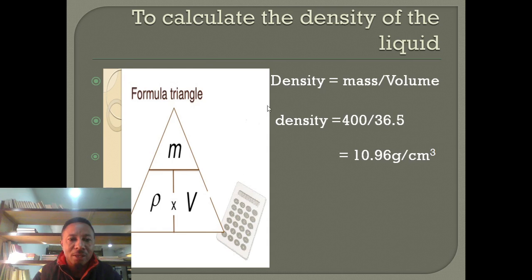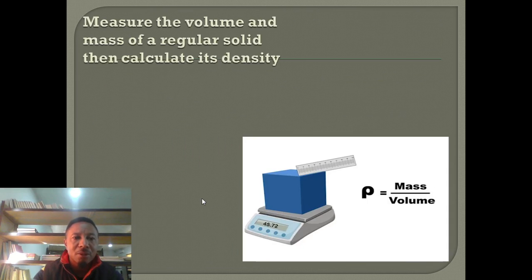Now we can generally put the formula in the triangle to help us calculate other parameters. For instance, you can put your density, which is mass over volume, in this formula. If you want to calculate density, you say mass over volume. You want to calculate volume, you say mass over density. And you want to calculate mass, just close it with your thumb and you say density times volume. Are we good?